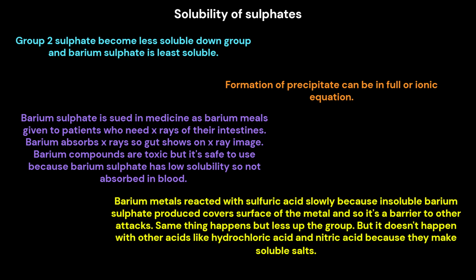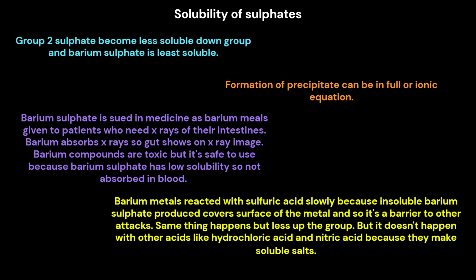Barium sulfate is used in medicine as barium meals given to patients who need X-rays of their intestines. Barium absorbs X-rays, so the gut shows on the X-ray image. Barium compounds are toxic, but it's safe to use because barium sulfate has low solubility, so it's not absorbed into the blood.